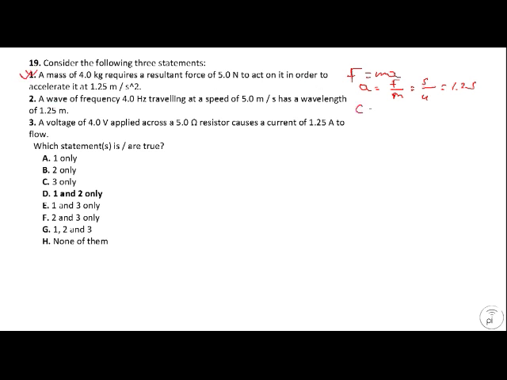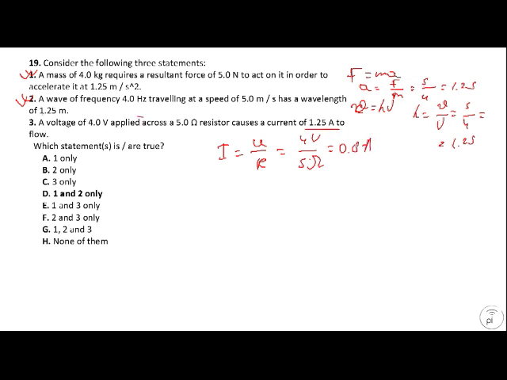Frequency, и так далее, c velocity равно лambda nu. Отсюда лambda равно будет velocity divided by nu. Velocity у нас 5, frequency 4, 1.25 опять. Ответ тоже правильный. И voltage, мы знаем формулу I равно U деленное на R. Если U 4 вольт, здесь 5 Ом, тогда у нас будет 0,8. А здесь говорят 1,25. Значит, это неправильно. Ответ 1,2, тогда будет D.